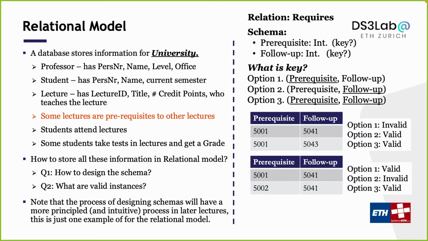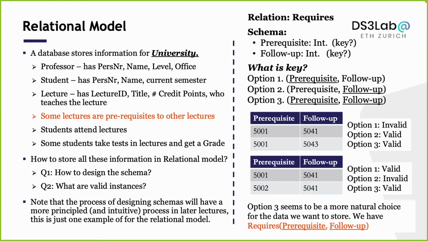So again, when you design the primary key, there's no right answer. There's no universally correct answer to what is the right key. The thing that you need to do is to look at your data, look at your application, and think about what makes sense. And then you can make the decision about which subset of attributes you can have as a key. So among these 3 different options, option 3 seems to be kind of a natural choice.